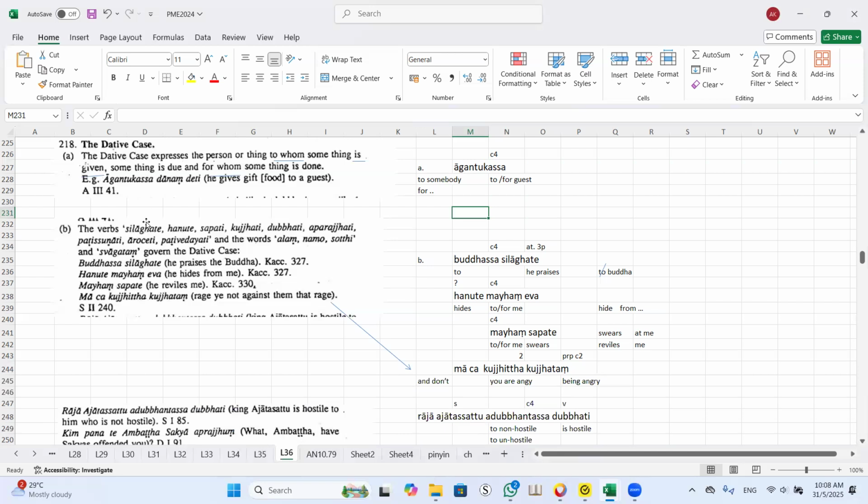So here you see silagate, hanute, these two. Then another, this word sapati, kuchati, dupati, and all these are apparently verbs. He says here it is already mentioned as the verb. And then when you say a word can be a noun, like alam, namo, all this can be a noun, adjective, indeclinable. So all this, he says, will govern, that means it takes a dative case. So it gives you some examples here.